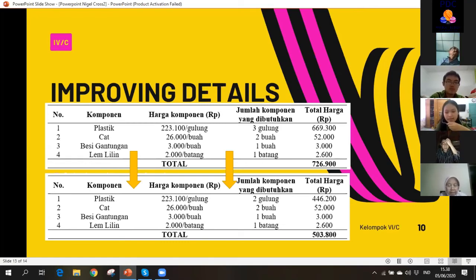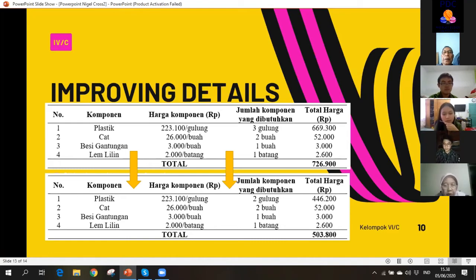726,900 rupiah. And then we reduce the plastic. For the 3D printing, it costs 503,800 rupiah. That is a difference of around 200,000. You reduce the cost of the new product.